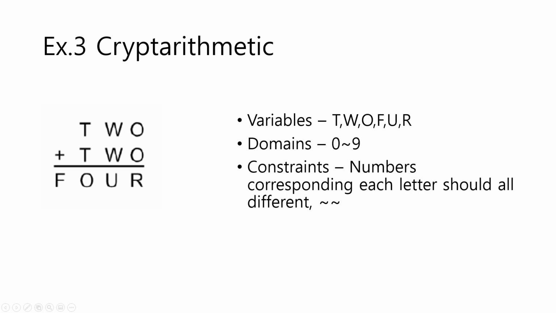Let's see other examples which have constraints relating more than two variables. First, cryptarithmetic. The variables are T, W, O, F, U, R and the domain is the numbers 0 to 9. The constraints are that all variables have different numbers and O plus O equals R, and you can see there are more constraints. The constraints relate to more than two variables. In this case, we can draw a graph, but it's more complicated than the previous one.